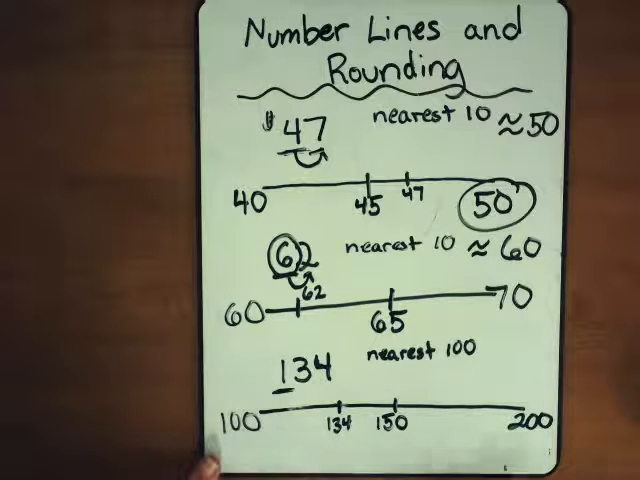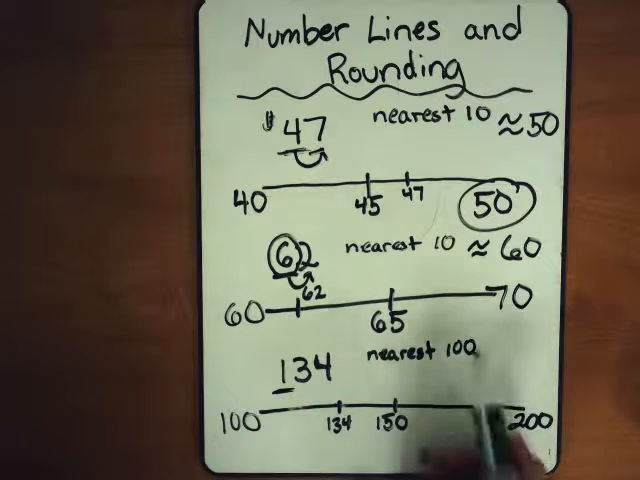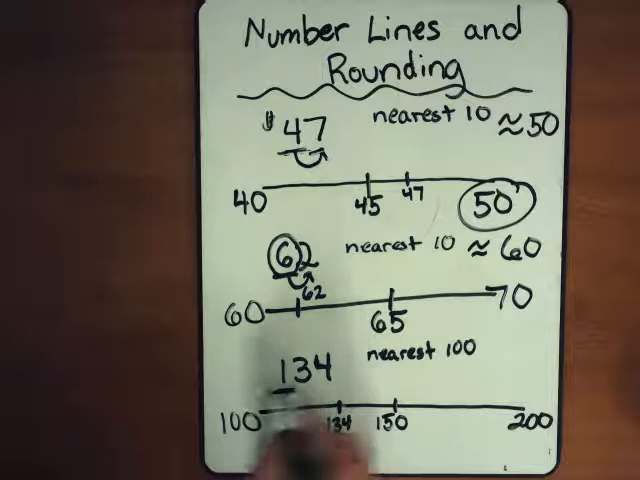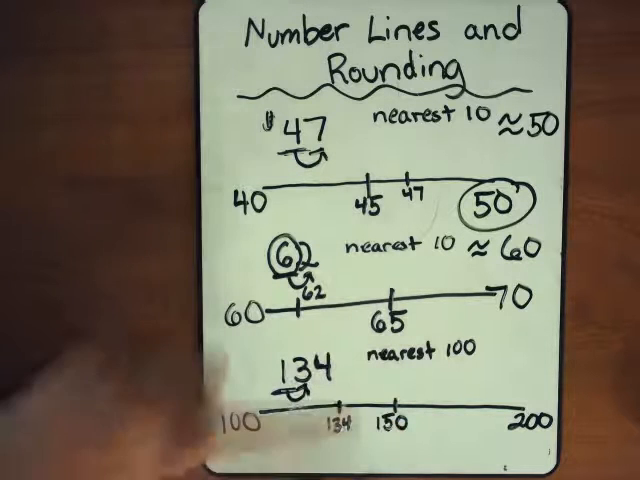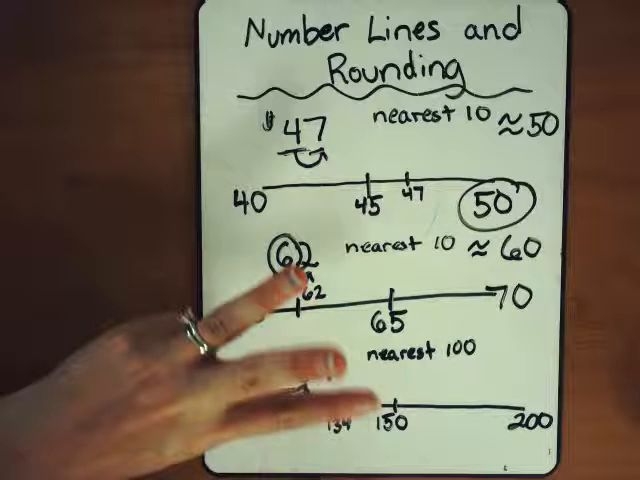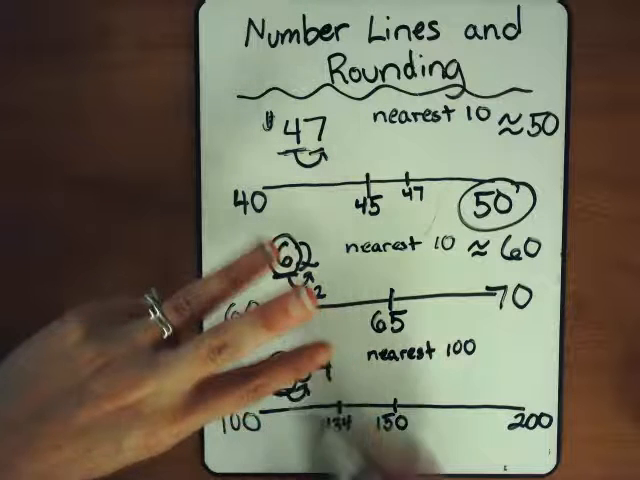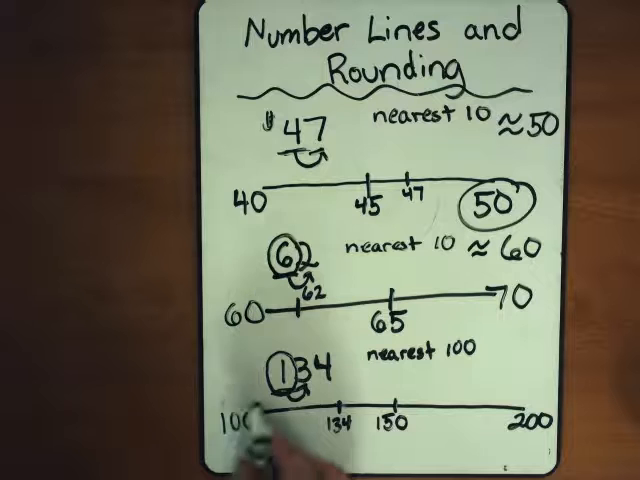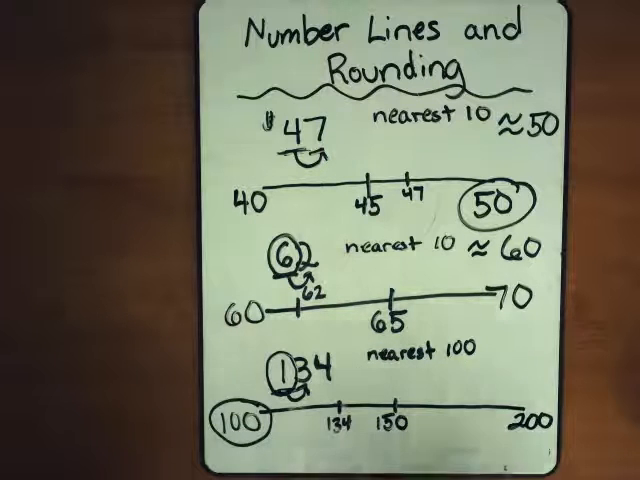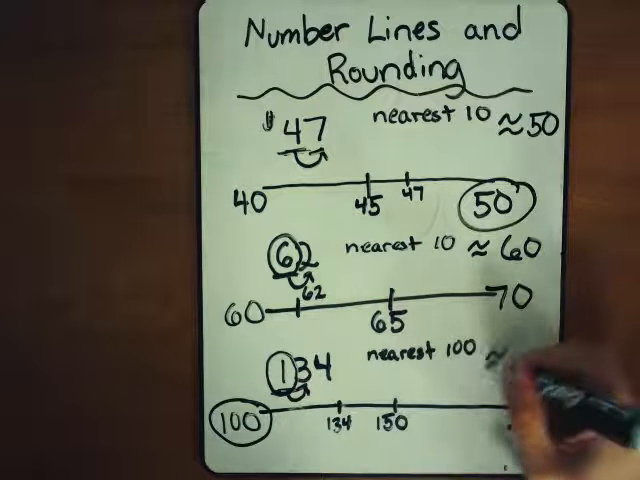But if I didn't draw this number line, I can think I'm rounding to the nearest 100. Underline the digit in the ones place, take a look next door, and I count 1, 2, 3. I don't use my thumb. So the digit in the hundreds column will stay the same. 134 is closer to 100. 134 to the nearest 100 is about 100.